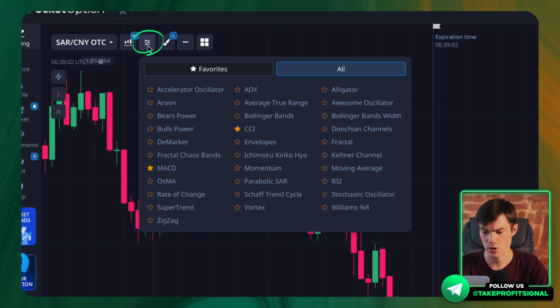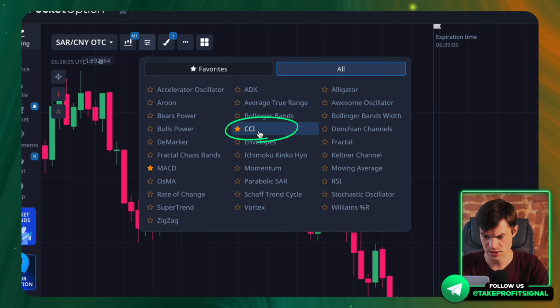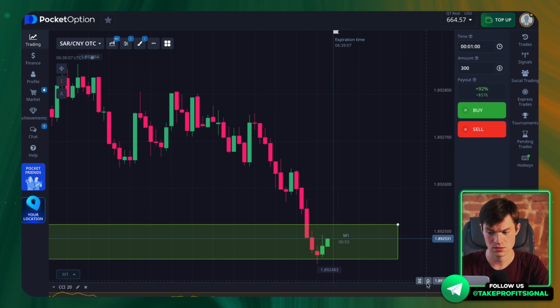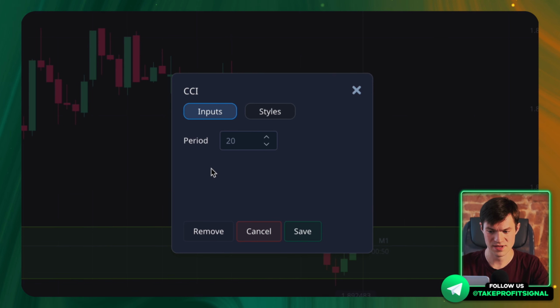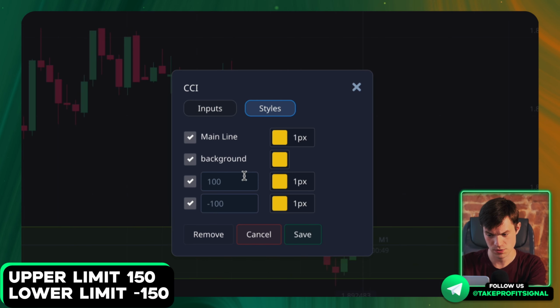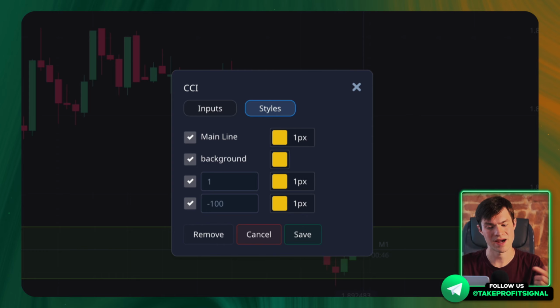In the panel of the Pocket Option platform, we click on this indicator, expand it, and customize it. We do not touch the period, but in the style, we change the upper boundary of overbought to 150, and change the lower boundary to minus 150.